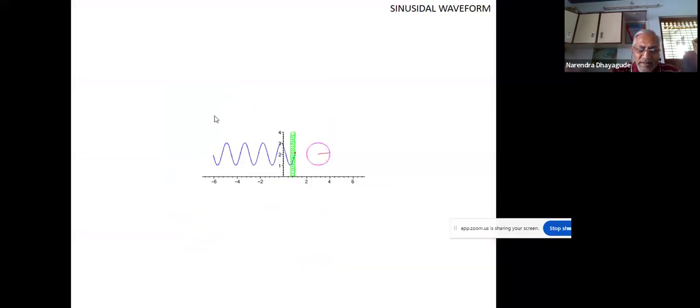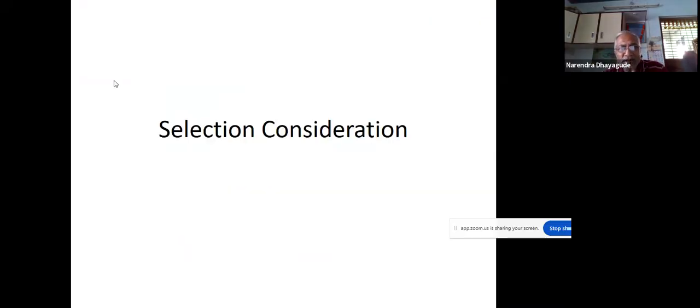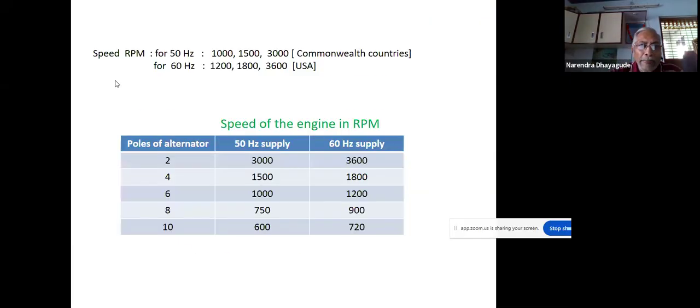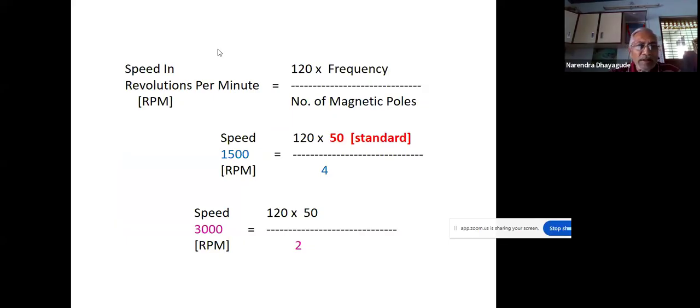Here what we see is a graphical presentation of the alternating voltage. Now what are the selection considerations? Basically, the speed of the engine or speed of the alternator is decided. Normally, we select engines with a speed of 1500 because it is a four pole alternator.